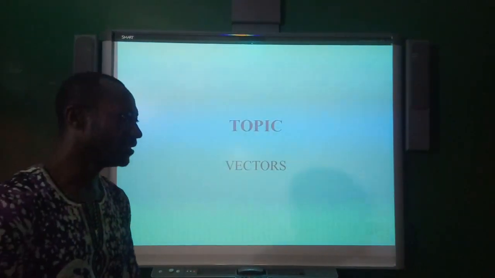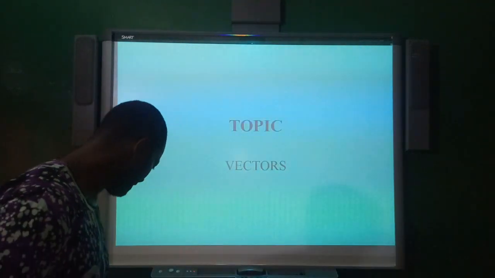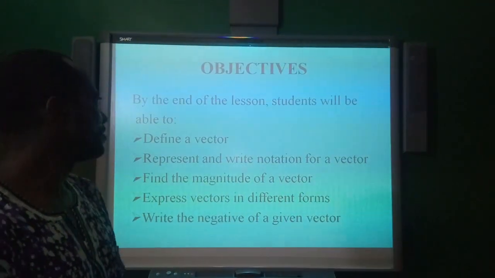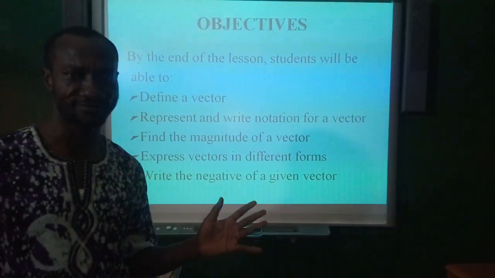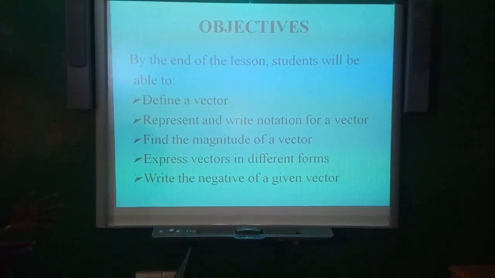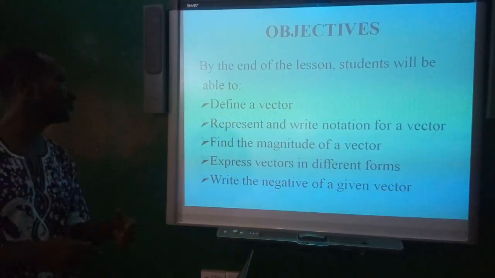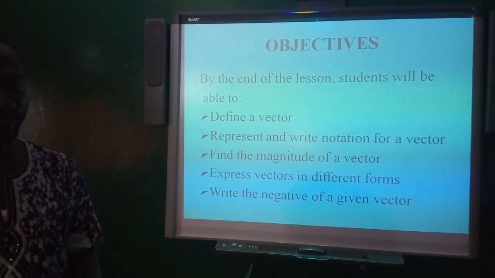Now, what is our objective for this lesson? By the end of it, you should be able to define a vector. Then represent and write a notation for a vector. Then find the magnitude of a vector. Then express vectors in different forms. And last but not least, write the negative of a given vector. That is what we are going to do.